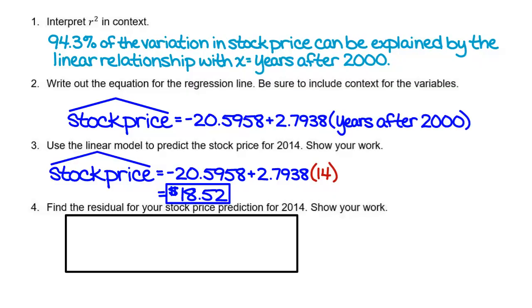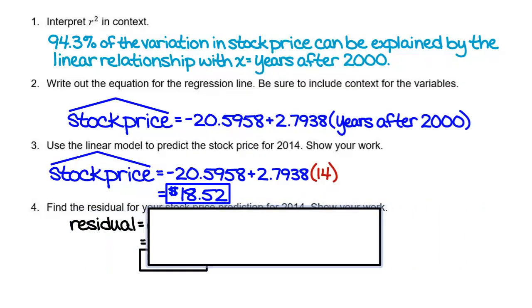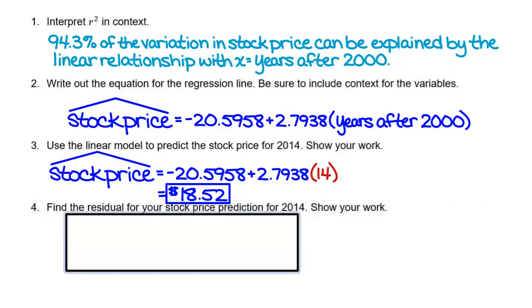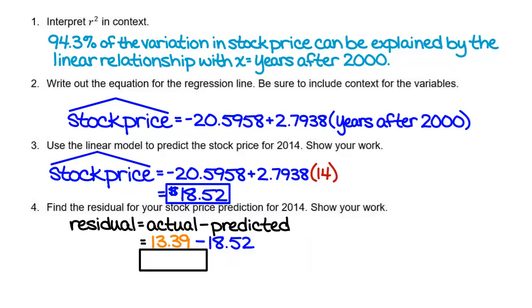Find the residual for your stock price prediction for 2014. A residual is calculated how? Actual minus predicted. What was the actual stock price for 2014? 13.39. So we have 13.39 minus 18.52, which gives us a residual of negative 5.13. So the actual stock price was $5.13 less than what the model predicted the stock price would be.